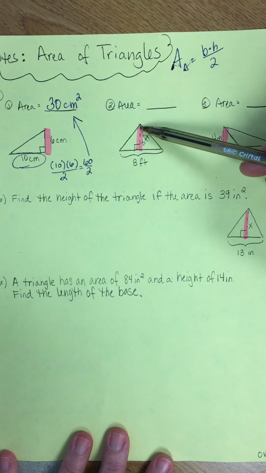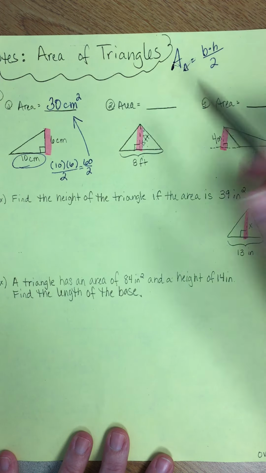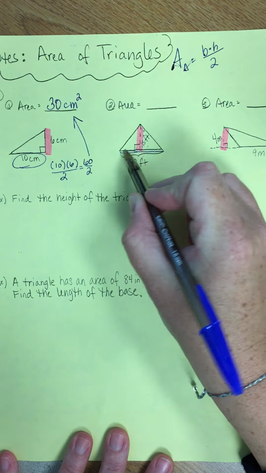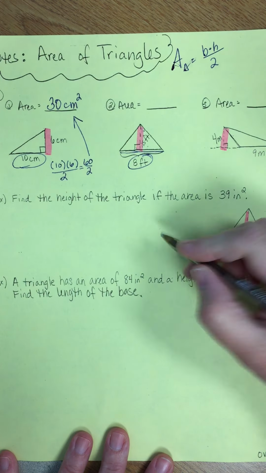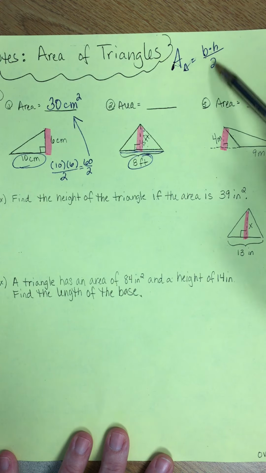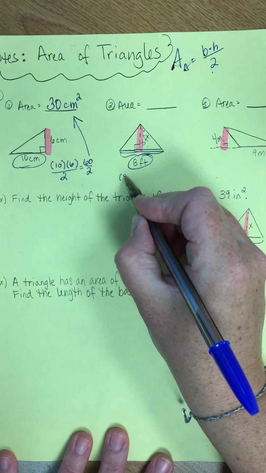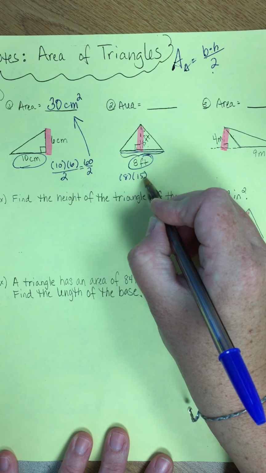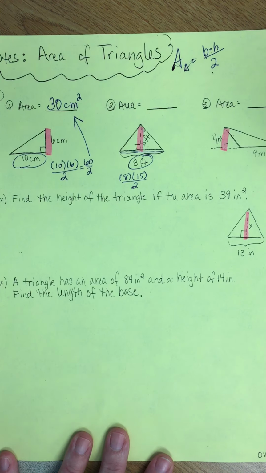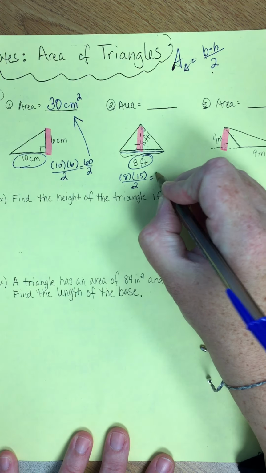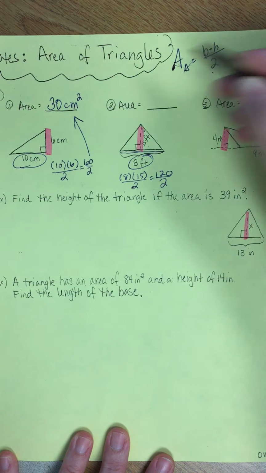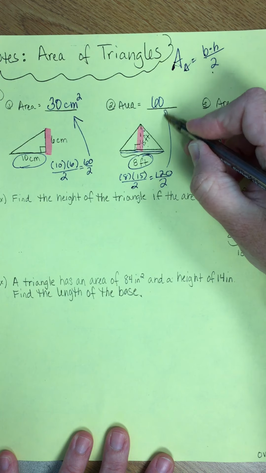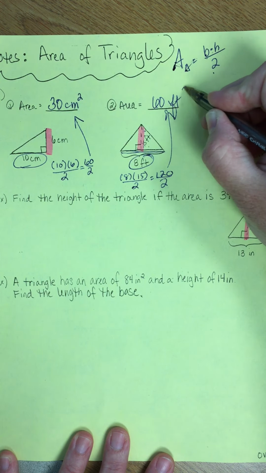I've highlighted the height. It's 15, and the whole base is 8. So to find the area, it's base times height divided by 2. So it's 8 times 15 divided by 2. And 8 times 15 is 120. So it's 120 over 2, which is 60 feet squared.